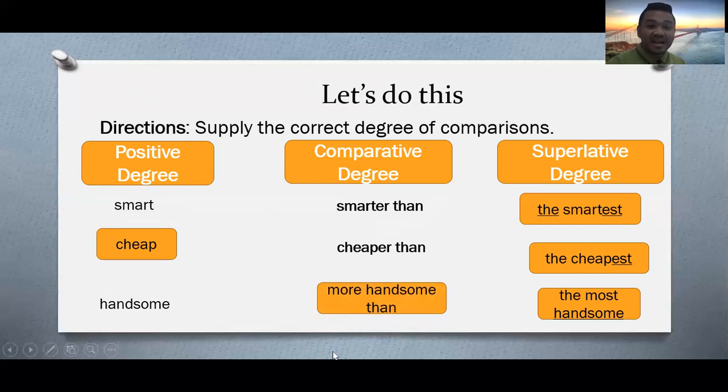Okay. So again, positive degree describes one noun or pronoun. Comparative, comparing two nouns. Superlative degree, comparing three or more nouns or pronouns.